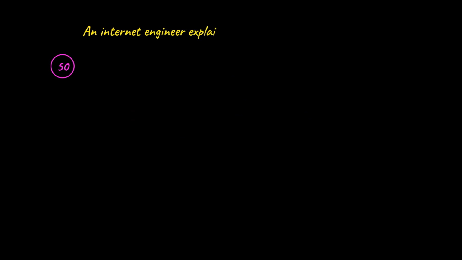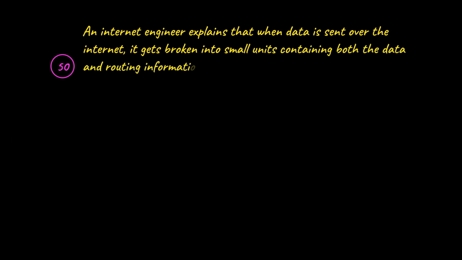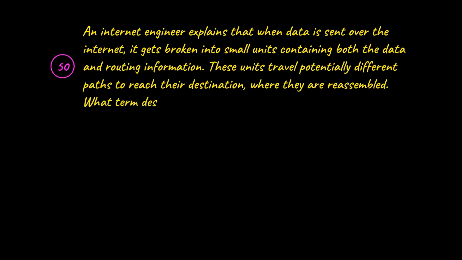Question 50. An internet engineer explains that when data is sent over the internet, it gets broken into small units containing both the data and routing information. These units travel potentially different paths to reach their destination, where they are reassembled. What term describes this method?